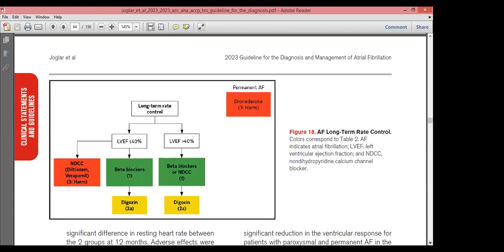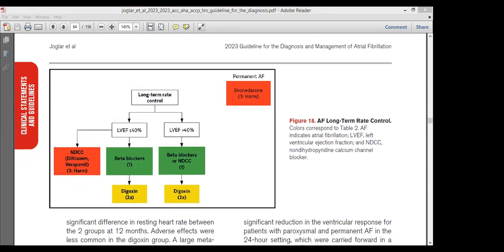So this is just what I explained. Here, long-term rate control. Do they have depressed ejection fraction, that's less than 40? If yes, you can give them beta blocker. You can give them digoxin. Then if the ejection fraction is greater than 40, you can give them beta blocker, diltiazem and verapamil. And then class 2, you can add digoxin. But class 3 recommendation, do not give diltiazem and verapamil in people whose ejection fraction is less than 40.